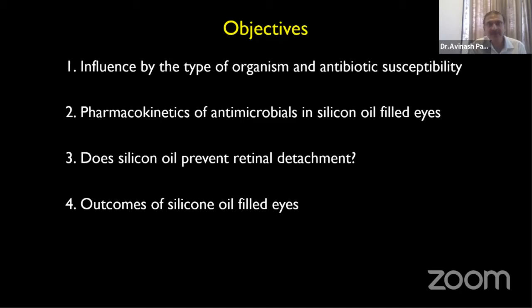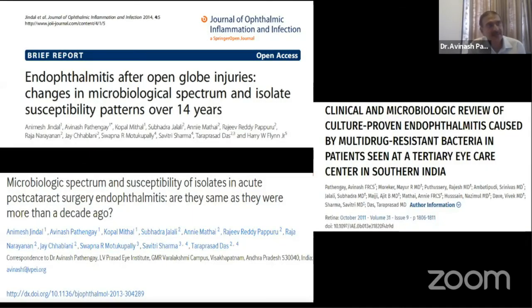The first of which happens to be the influence of the type of organisms and antibiotic susceptibility. When you look at the type of infection causing endophthalmitis, we extensively studied and published 3 reports on the common source of organisms in our subset of patients. Fortunately, most of these are gram-positive organisms. Amongst them, coagulase negative staph is the most common organism causing endophthalmitis, whether post-operative or post-traumatic. We all know that outcomes of endophthalmitis caused by coagulase negative staph are among the best we can ever get. So the majority of organisms, gram-positive, among them coagulase negative staph, have very good outcomes.